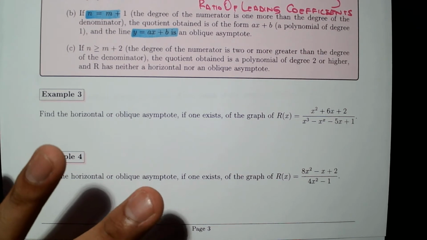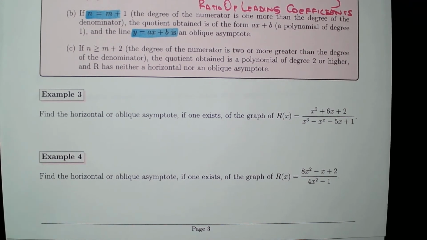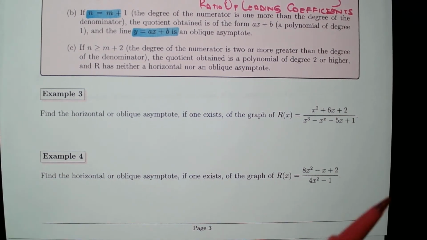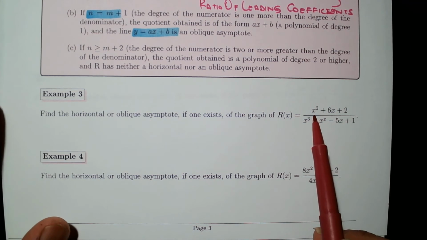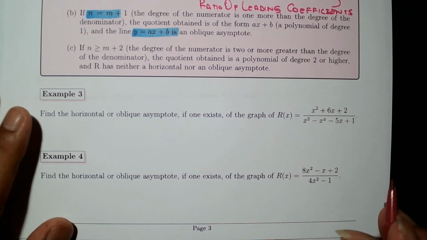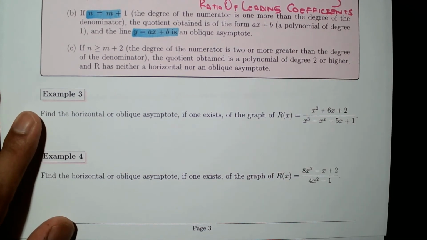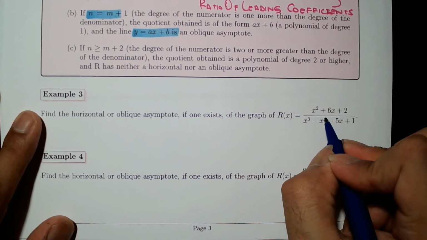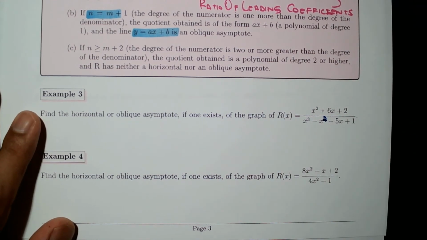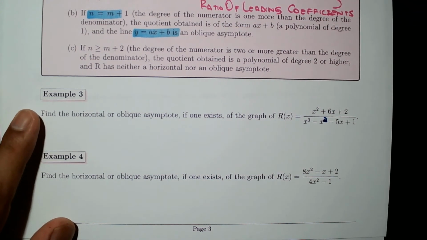Okay, let's look at a couple of examples. Find a horizontal or oblique asymptote if they exist. For the function r of x equals x squared plus 6x plus 2 divided by x cubed minus 5x plus 1. There's a little typo here. This is supposed to be squared, not x to the x.